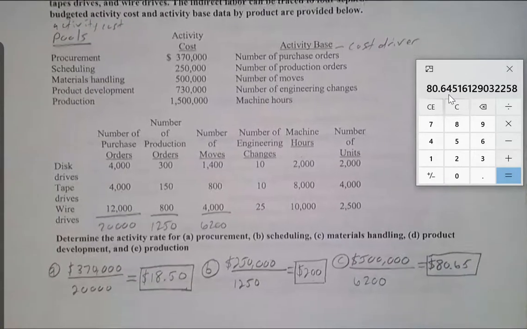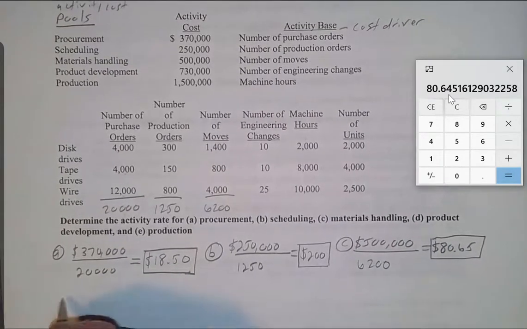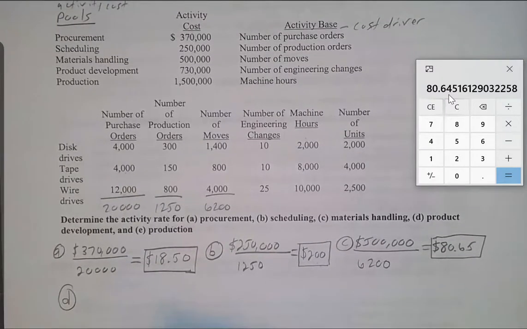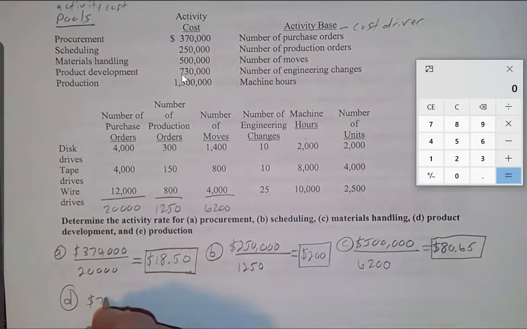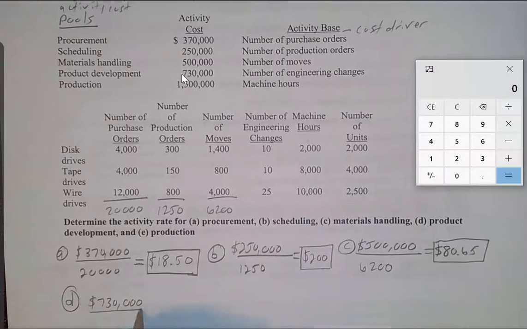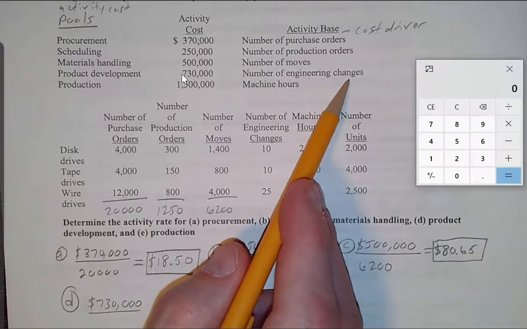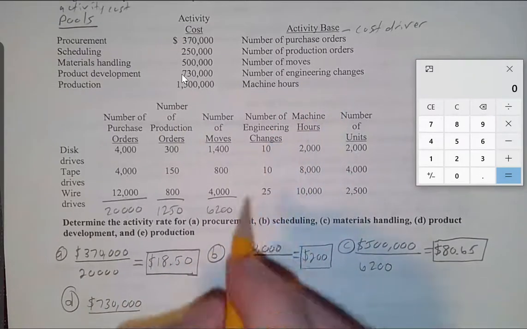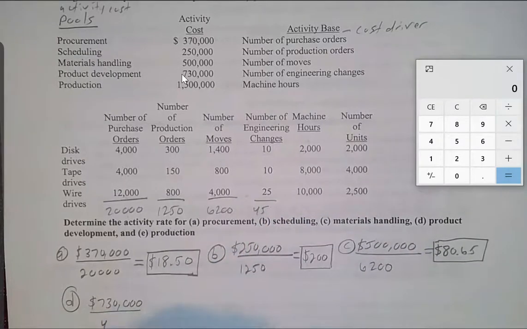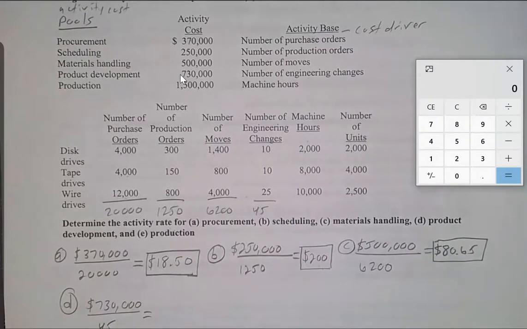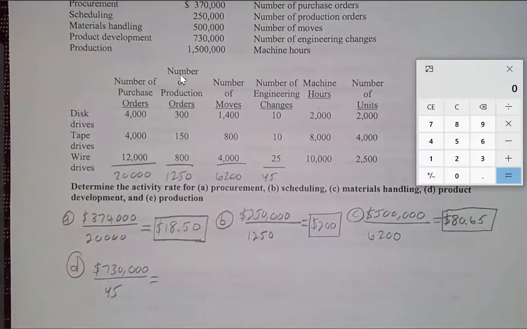And then we're just going to keep going. Got 2 more to go. Let's see here. Product development has estimated costs of $730,000, and the cost driver is number of engineering changes. And we don't have many. I can do this in my head, 45. So what we're saying here is that an engineering change is very, very expensive. So let's see what all that comes out to.